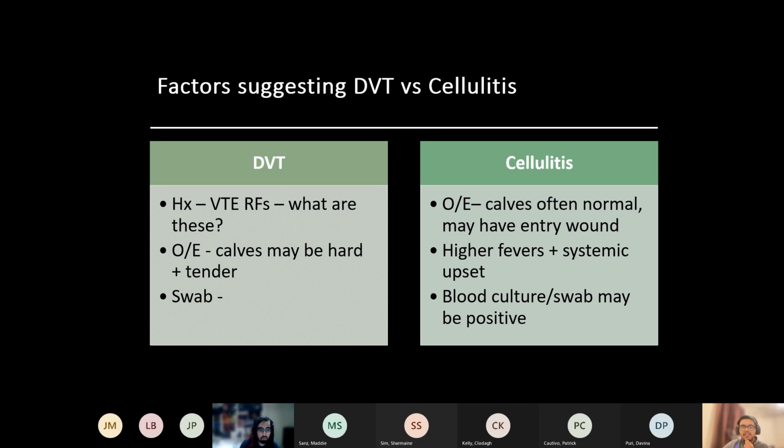So in cellulitis, calves are often normal. You might see an entry wound. You generally get higher fevers, and you might get some systemic upset, which is why you're doing blood cultures, and you'll also do a swab if you're worried about this. It's also worth pointing out fevers do not necessarily point to an infection over a clot. You can get both DVTs and PEs where they have fevers for some bizarre reason.